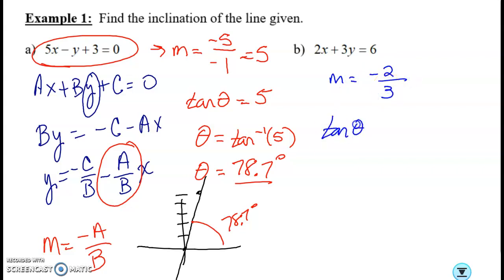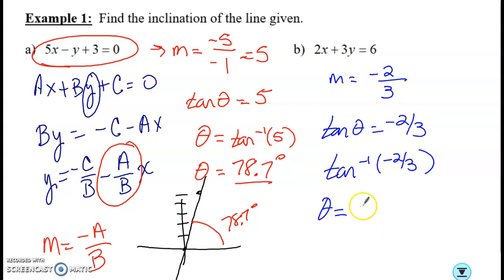For the second one, we're going to get the slope, which is the opposite of a over b. You take the tangent of theta equals this. When you do the inverse tangent of negative 2/3 on your calculator, it gives you a reference angle, and it's going to be a negative reference angle from the x-axis. What that means is from the x-axis, it's saying, hey, I'm going to go down 33.7 degrees, and that's how I'm going to get this line. And that should make sense.